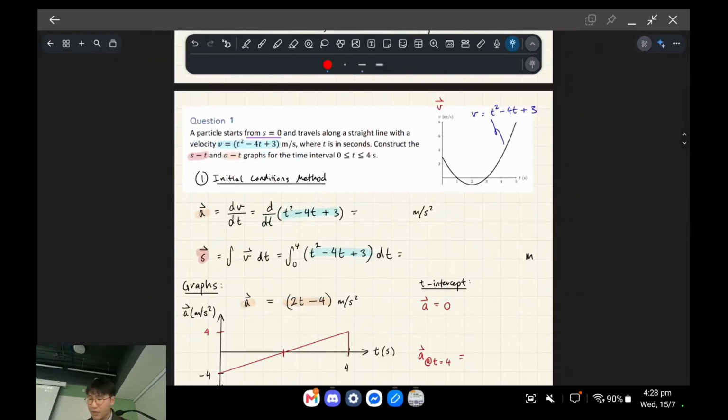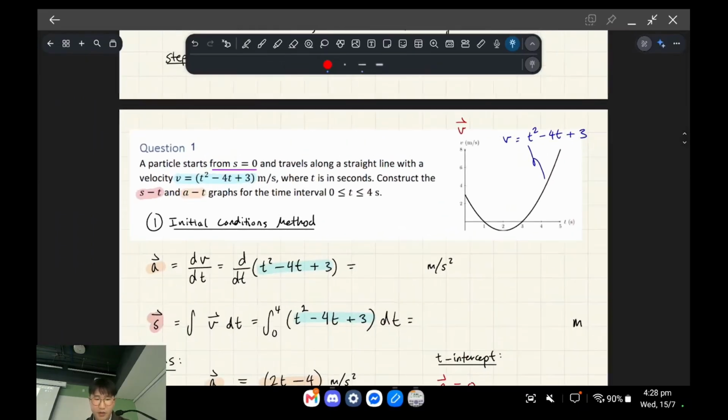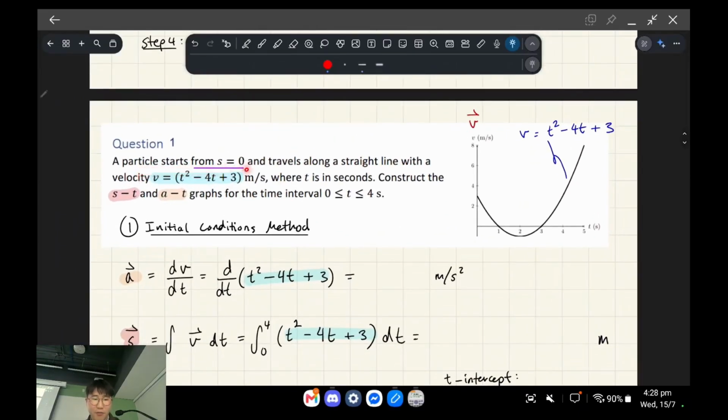All right. Let me get the question up. Okay, so let's read the question. It says a particle starts from s equals 0, which is a displacement of 0, and travels along a straight line with a velocity following this function. What they've provided you on the right is a graph, which is a parabola, which maps out the velocity. This parabola follows this formula. And on the x-axis, we have time, t, in seconds.